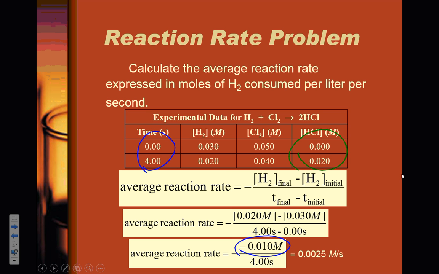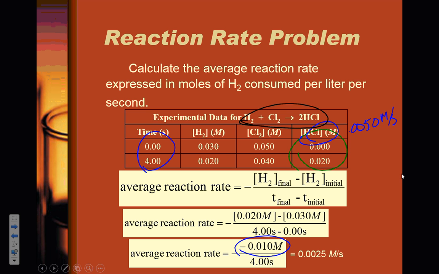So this looks like it's twice as big. Well, why would it, with respect to HCl, be 0.0050 molarity per second? It's the same reaction. Why would it be faster? Well, pause and think a second here. Go back to our balanced chemical equation.